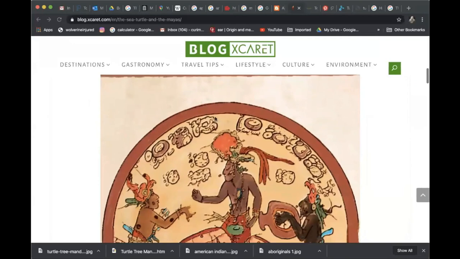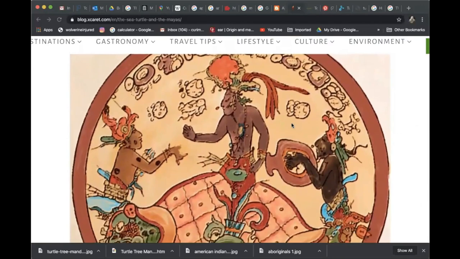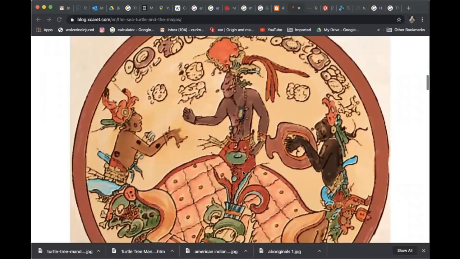Now look at this symbol right here. This is a Mayan glyph. This is an old one. This was obviously painted, but you see some aboriginals there. So this is Hunahpu, right? The Maya maize god. He was born. He came out of the shell of the turtle.